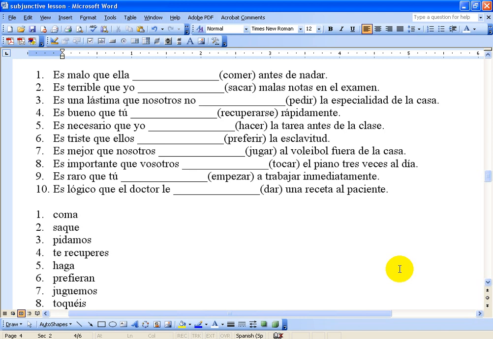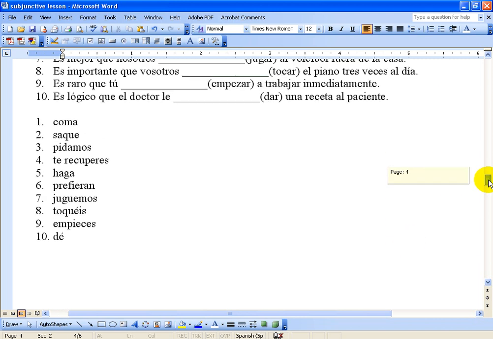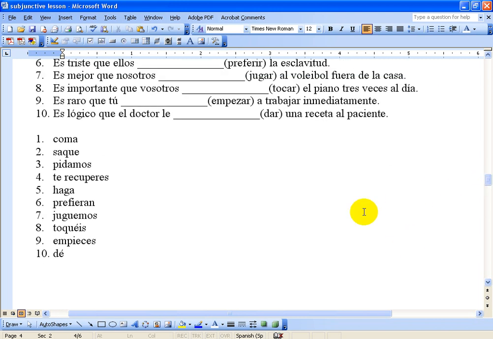6. Es triste que ellos prefieran la esclavitud. 7. Es mejor que nosotros juguemos a voleibol fuera de la casa. 8. Es importante que vosotros toquéis el piano 3 veces al día. Sorry about that. 9. Es raro que tú empieces a trabajar inmediatamente. Y 10. Es lógico que el doctor le dé una receta al paciente.